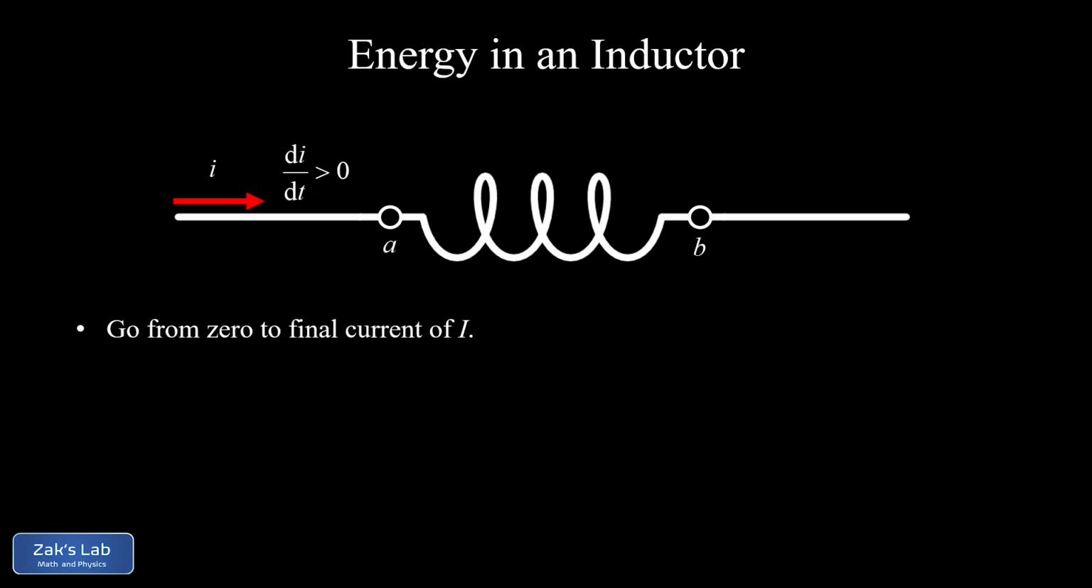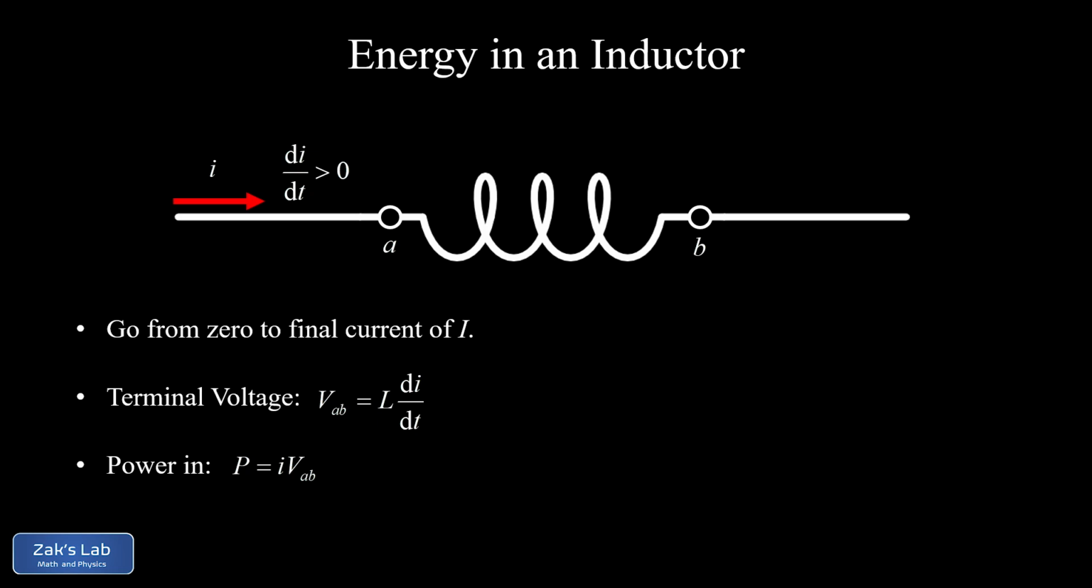Now we've already learned that the terminal voltage across an inductor is given by L di/dt, where because di/dt is greater than 0, that voltage is going to be higher on the left side of this thing. Next, the power flowing into the inductor is given by the product of current and potential difference. So we can say P is equal to i times the terminal voltage V_AB.